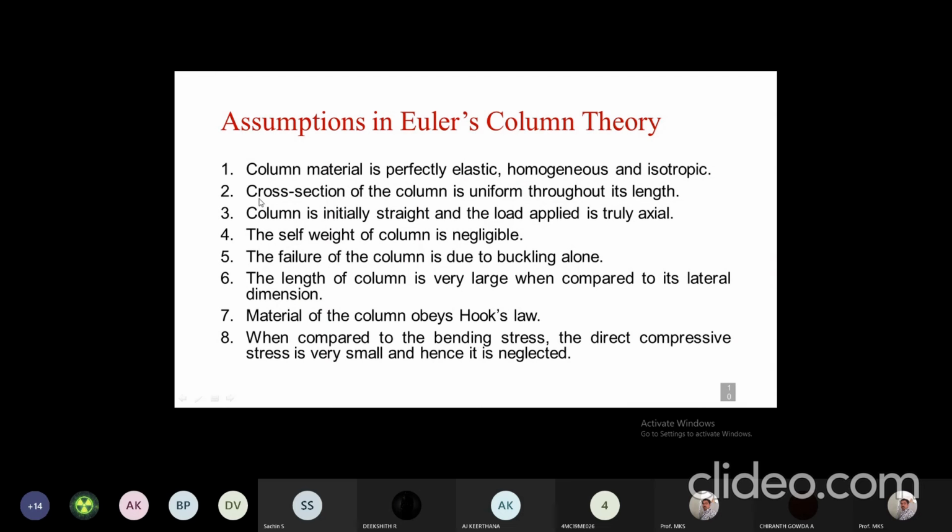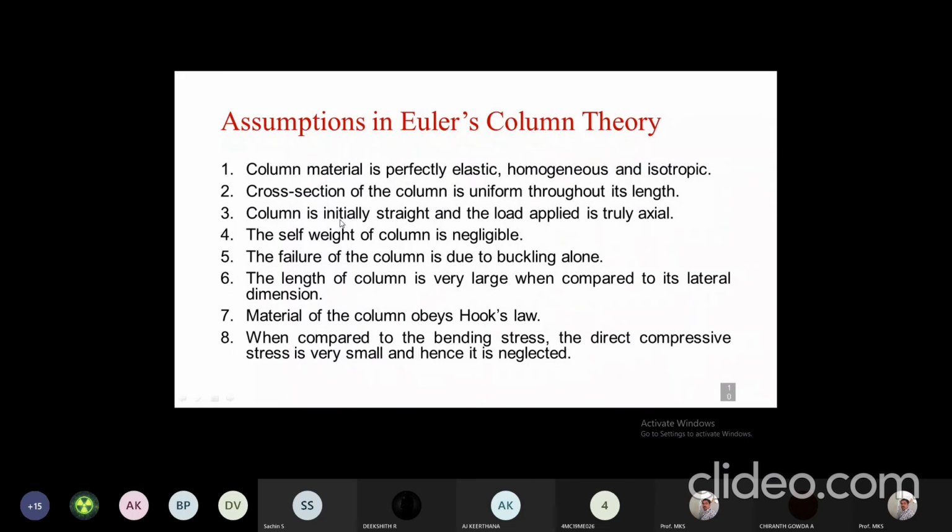Then the second assumption is that the cross section of the column is uniform throughout its length. So if you take some area of that cross section, it is the same along the length of the column. The column is not a tapered column, it is a straight column with uniform cross section. That is the second assumption. The third assumption is that the column is initially straight.